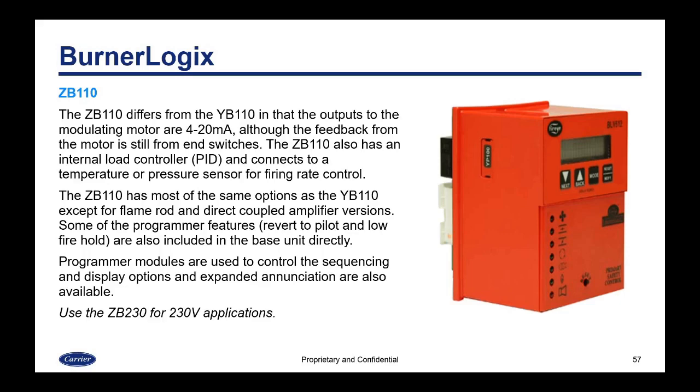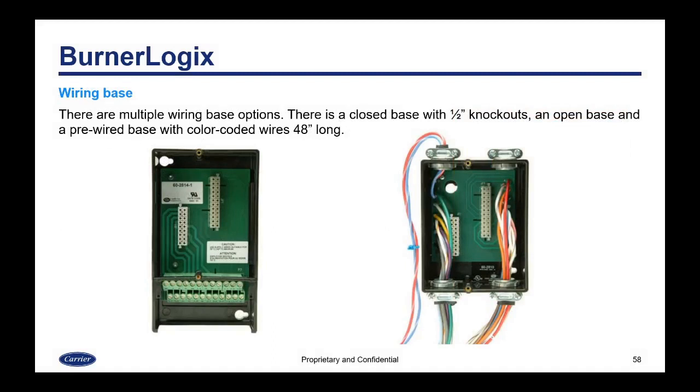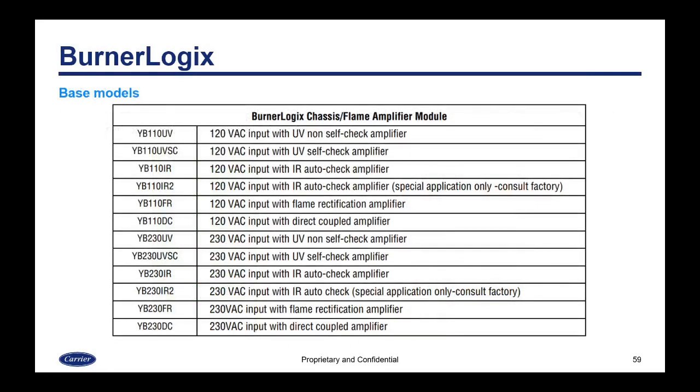So there are multiple wiring base options for the BurnerLogix. There's a closed base with half-inch knockouts, and an open base and a pre-wired base with color-coded wires that are 48 inches long, which makes it a lot quicker to wire. Here's a listing of the base models with the different types of amplifiers. So as I said, the base model, or the chassis, actually has the amplifier integrated.